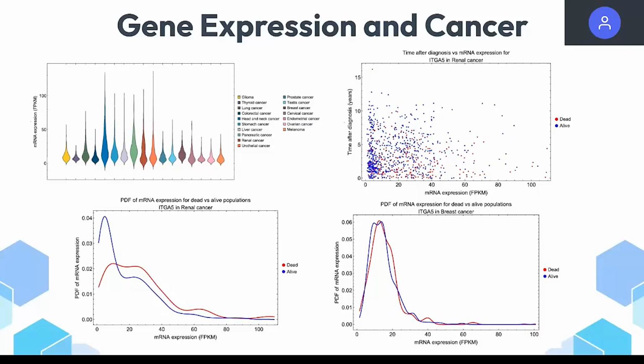A smaller p-value, typically below 0.05, indicates that the distribution difference is likely significant. In renal cancer, as seen in the bottom graphs, the expression distribution of ITGA5 between alive and deceased populations was significantly different. In contrast, in breast cancer on the right, no clear difference was observed, indicating that the impact of this gene may be context-dependent.